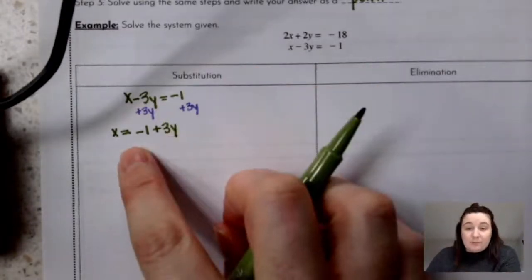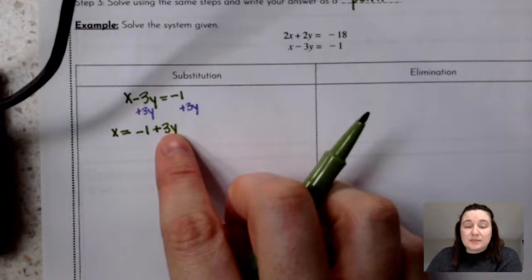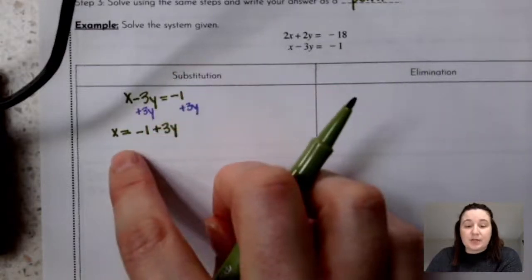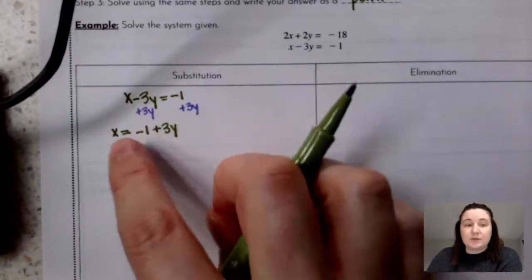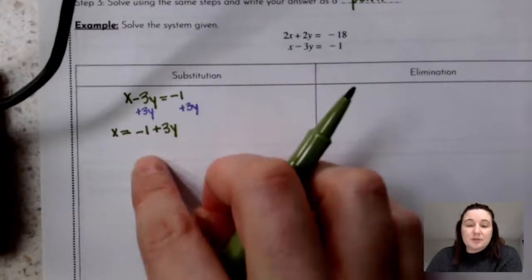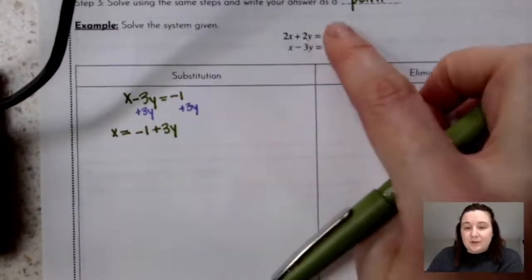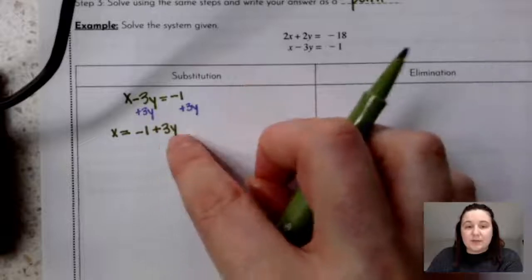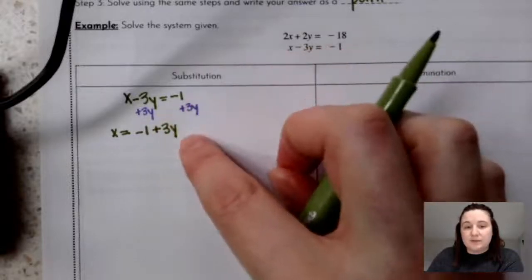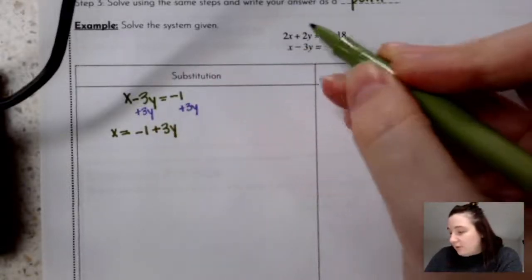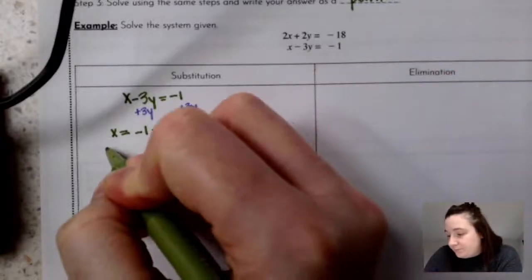Now I have a perfectly fine system of equations to use substitution. I have x equals, so I can use this one and substitute it into the other. Just be very careful you don't accidentally substitute it into itself. I used this bottom one, so I'm going to bring the top one down.